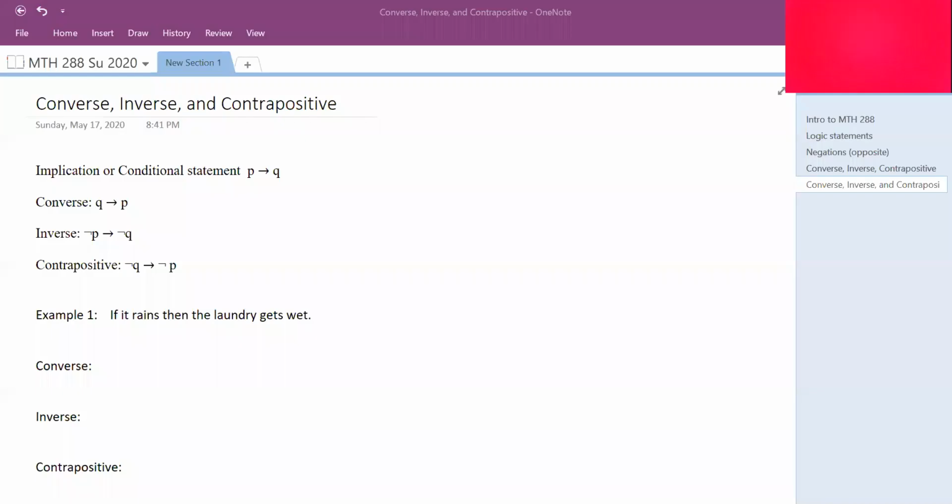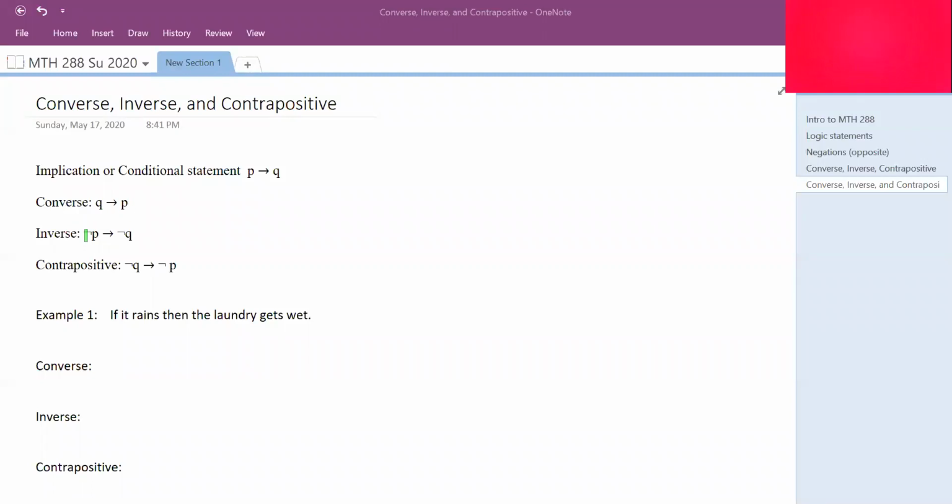We are going to talk about converse, inverse, and contrapositive. If we begin with a statement in the if-then form, known as an implication or conditional statement, P implies Q, otherwise read if P, then Q, then the converse of that statement would be to swap the P and Q and write Q implies P, sometimes stated as if Q, then P.